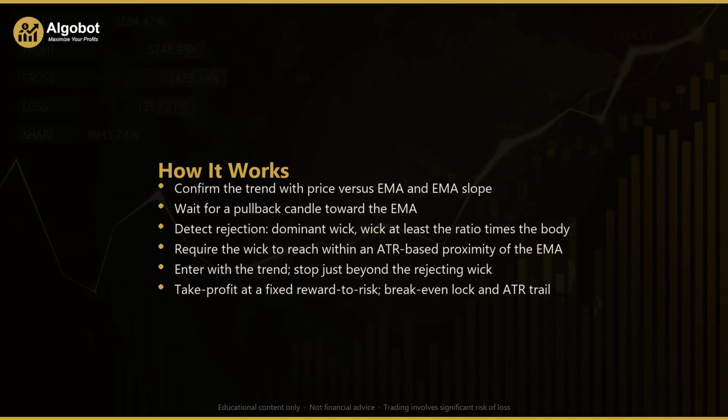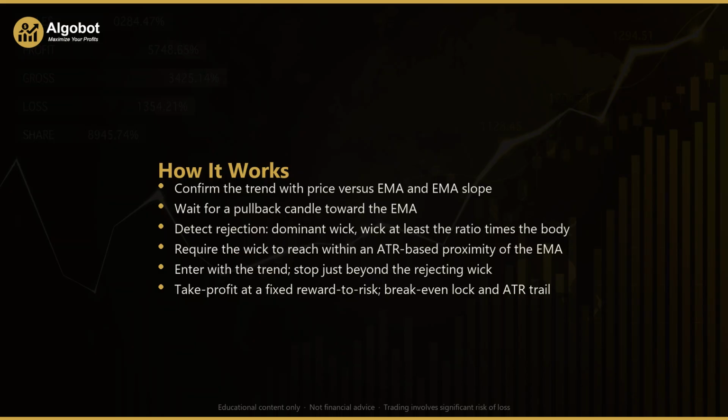For a short setup, everything is reversed. The upper wick must dominate, reach at least half the range, exceed the lower wick, and the candle's high must poke up to within proximity of the moving average before closing back below it. When a valid long signal appears, the strategy enters a buy at the ask price. The stop loss is placed just beyond the rejecting wick, padded by the stop loss ATR multiple times the current ATR. The distance from entry to that stop becomes the defined risk, and the take profit is set at the reward-to-risk multiple, by default 2 times that risk. Short trades work the same way in reverse, with the stop above the wick.